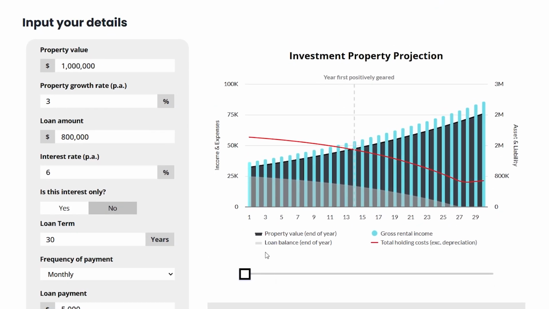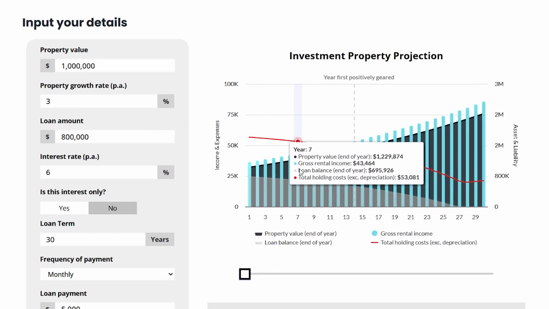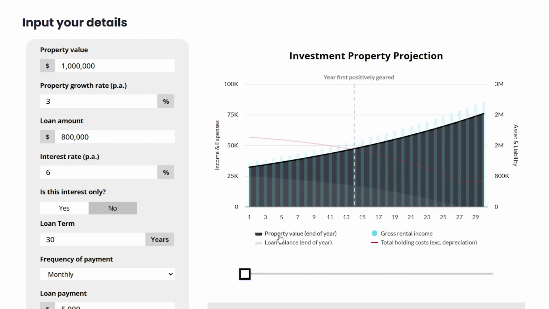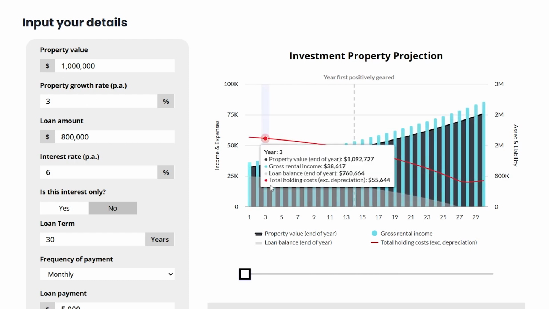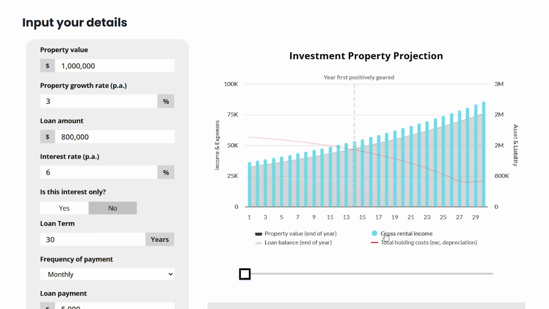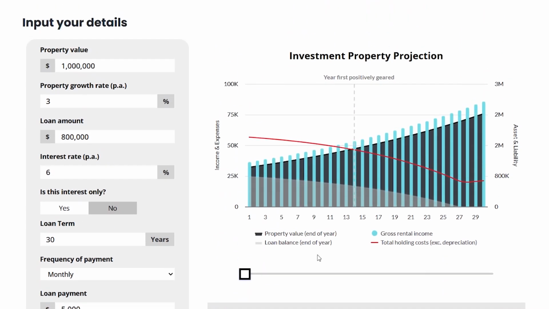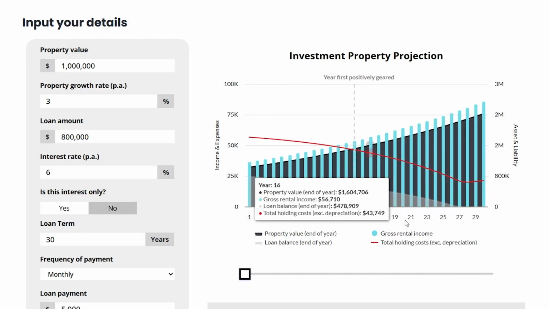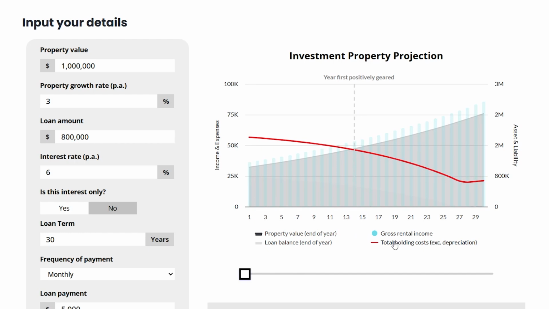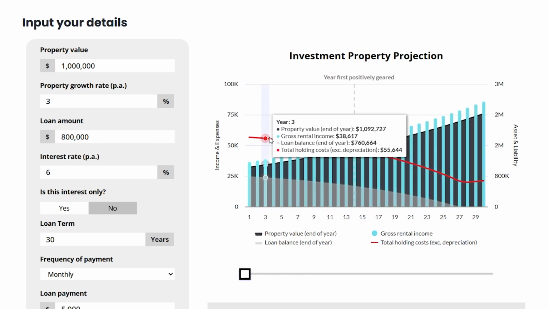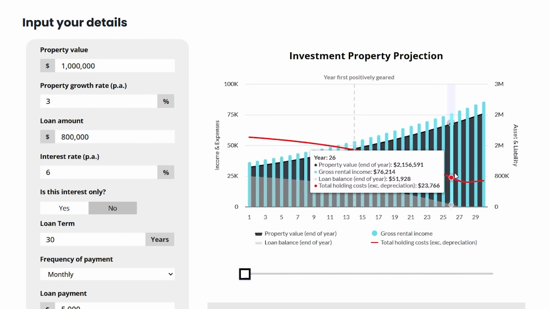So what you can see is in this graph, it breaks down a number of the key elements. So the property value is there. You can see basically it starts at $1 million and it goes up by 3%, our estimated growth rate. The light blue bars are the gross rental income that we're getting. Again, that's increasing by our estimated rent growth rate. We've got the loan and we're doing P&I repayments. So the loan balance is going down. That's the gray behind the scenes. And then we've got the holding costs. So you can basically see that when the loan keeps reducing, eventually interest is gone.